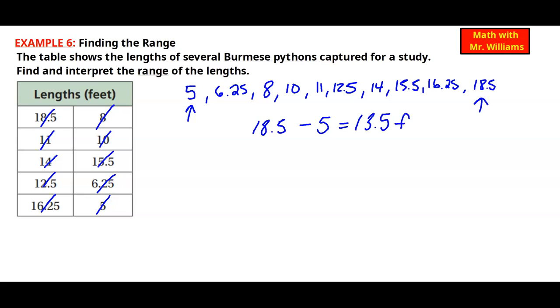We're going to label it as feet. So the range of lengths is 18.5 minus 5, giving us 13.5 feet. That means that the lengths vary by no more than 13.5 feet.